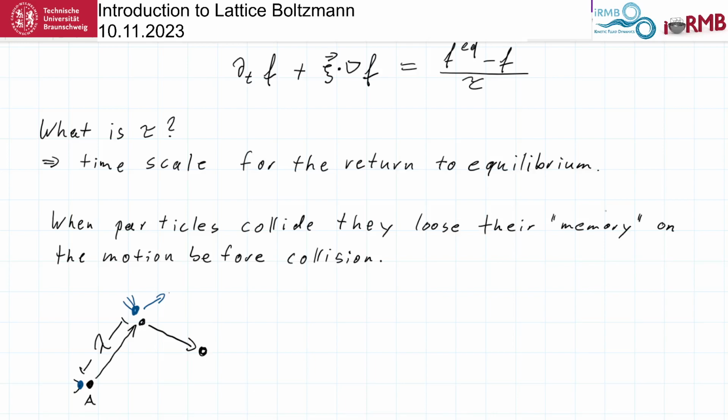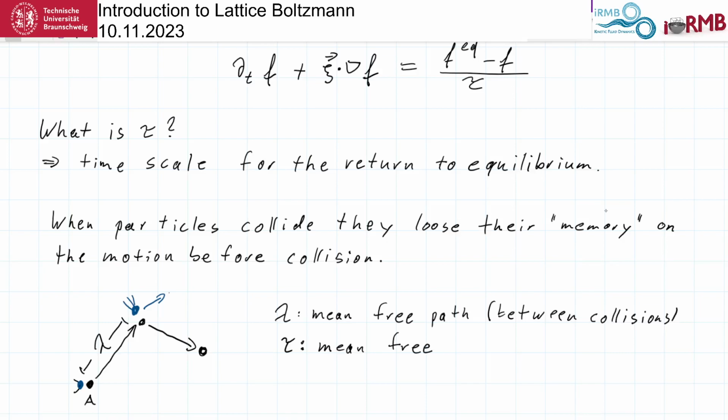So this means for us, let's write down: this lambda is the mean free path. I just don't remember whether we already introduced this. So there's the mean free path between collisions. Then we just had the tau. So what is the tau? The tau is actually the mean free time between these collisions.